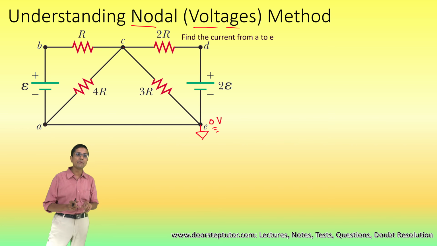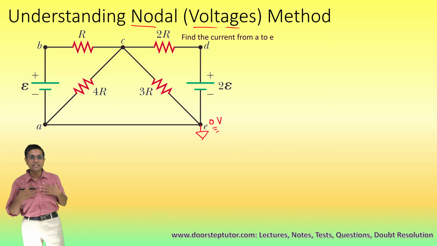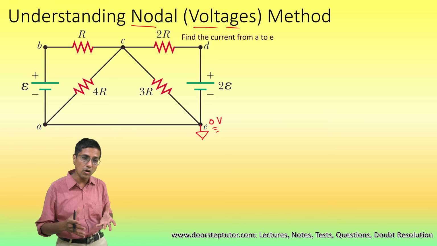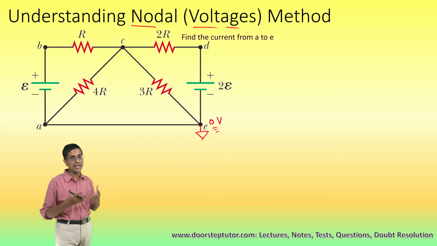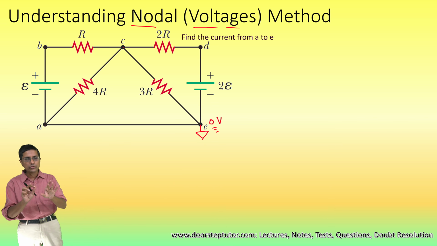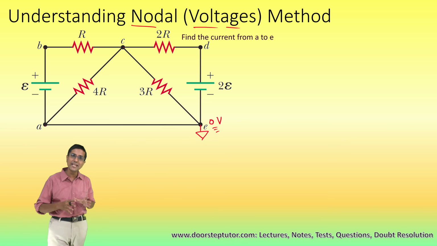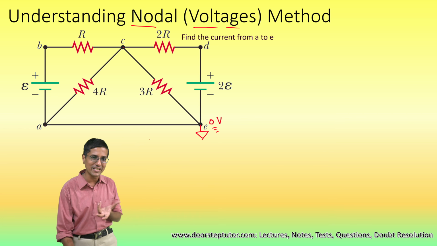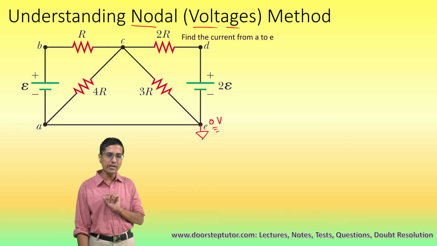This 0 is a value that I choose for my convenience. This could have been chosen as 10 volts. You could choose it as 10 volts, and all the other voltages would then increase by 10. But we choose 0 volts because our equations come out simpler, and that is really what we intend to do, to simplify our equations. So I choose a value of 0 volt.